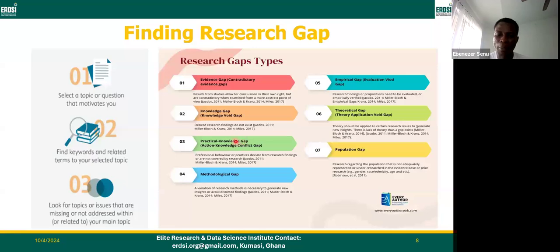Or what is a practical knowledge gap? What is the methodology? A typical example: maybe someone has done a study somewhere outside Ghana. He has used a particular instrument. Then you want to use a different way to validate whether what they've done in the US, in South Africa, in Nigeria, is also applicable in Ghana. Or that also leads to what population your study covers. A study has been done.